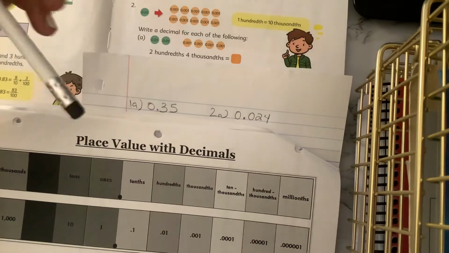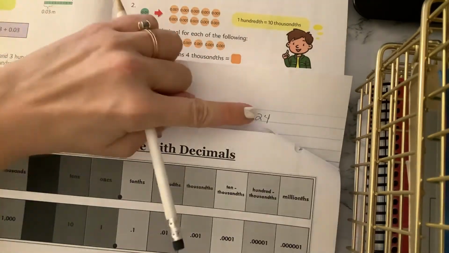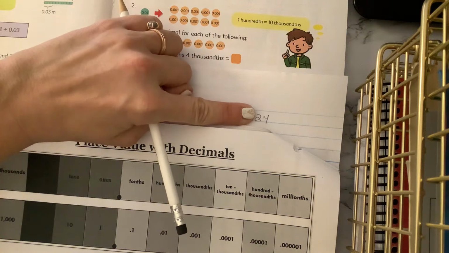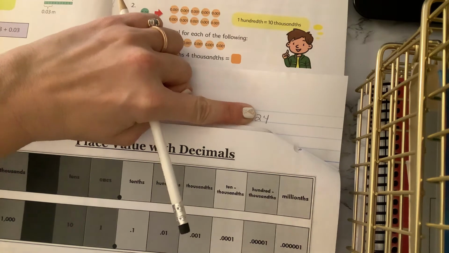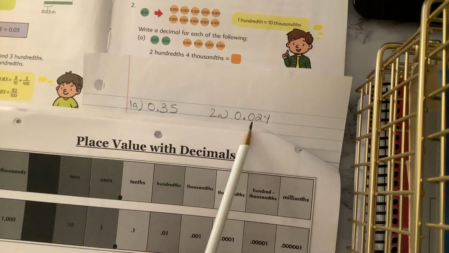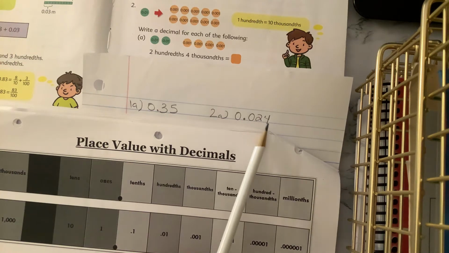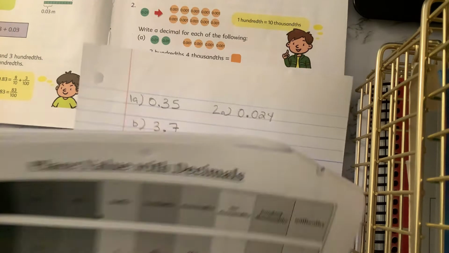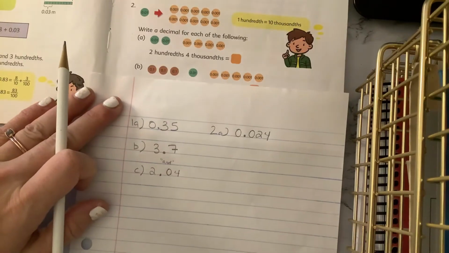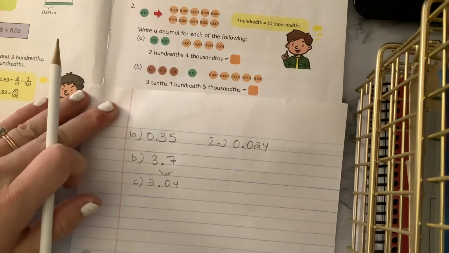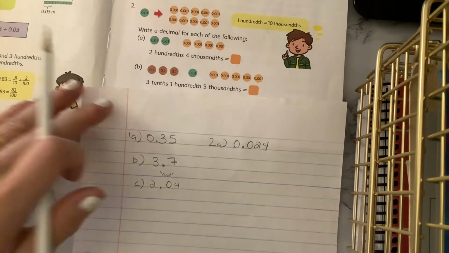So how do we say this number? We read here, what is that number right there? 24. 24 what? So we see 1, 2, 3, 1, 2, 3. 24 thousandths is how we read that number. Okay, let's try B.